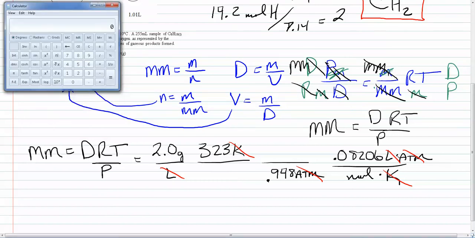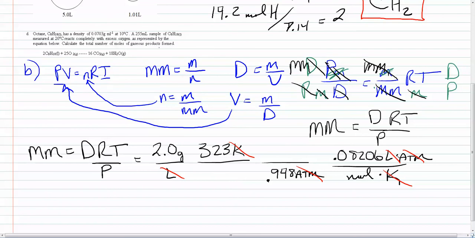2 times 323 times 0.08206 divided by 0.948 is not that. I must have missed the decimal place in there. Let's try that again. 2 times 323 times 0.08206 divided by 0.948. Oh, looks like a much more reasonable number here. So molar mass is going to end up being 56 grams per mole with the proper number of significant figures.